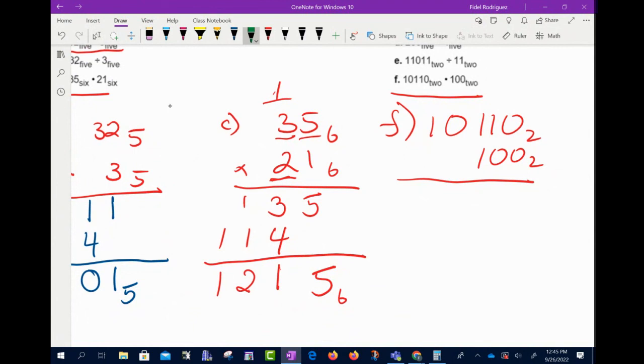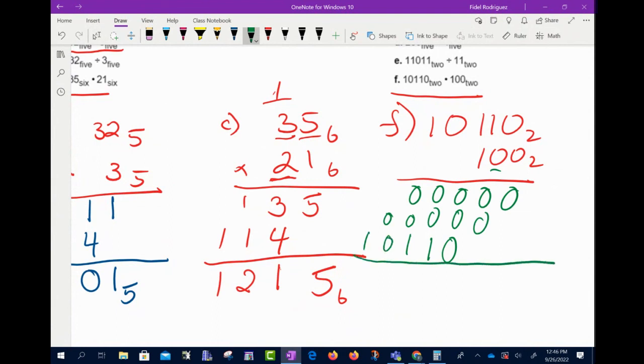Well, 0 times 1, 2, 3, 4, 5 is still 5 zeros, okay? Now this 0 times 1, 2, 3, 4, 5 is still 5 zeros, okay? Now we're going to multiply. 1 times 0 is 0. 1 times 1 is 1. 1 times 1 is 1 again. 1 times 0 is 0, and 1 times 1 is 1. Now I'm just going to add straight down. I got a 0 here, a 0 here, a 0 here, a 1, a 1, a 0, and a 1. And here's my answer in base 2. Okay.